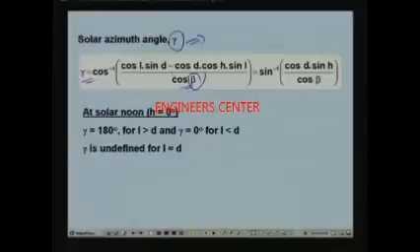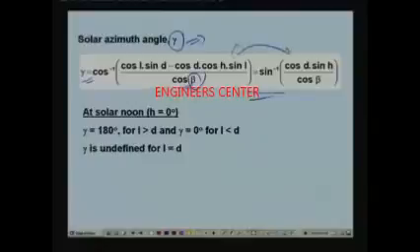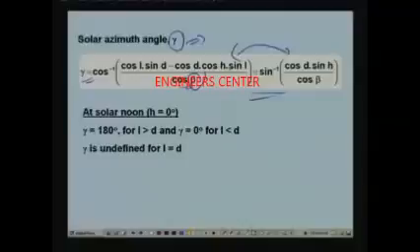So, you also have an alternate expression, this is also equal to sin inverse of cos D into sin H by cos beta. These two expressions are equal, so that you can easily prove by using your trigonometric relations. Okay, so this is the relationship between solar azimuth and other angles.